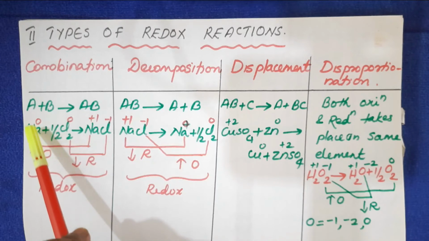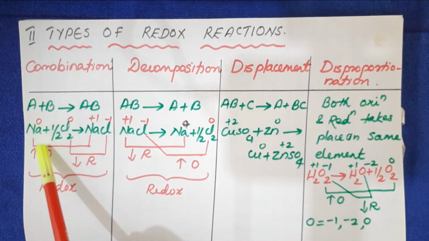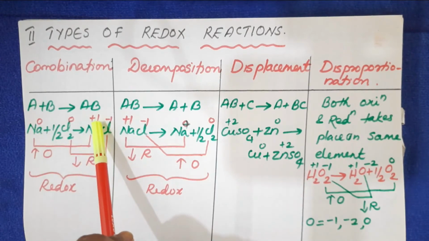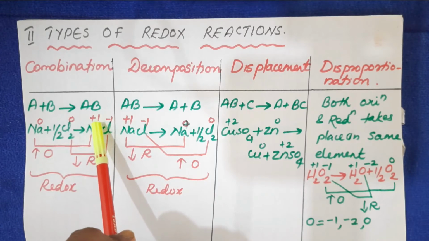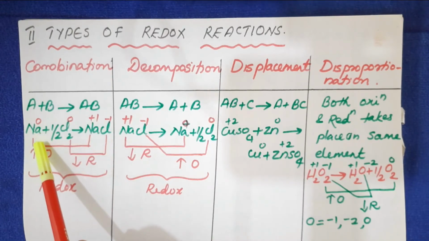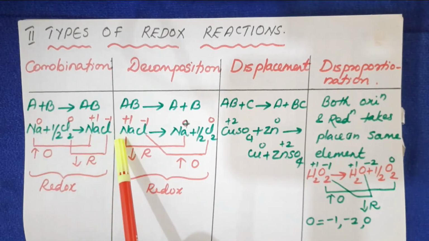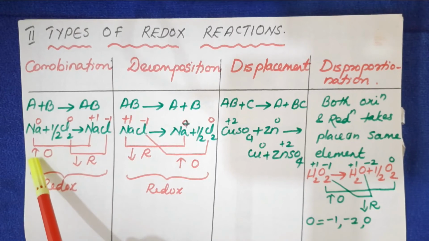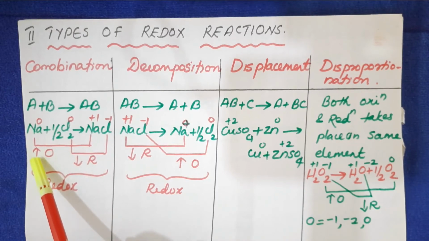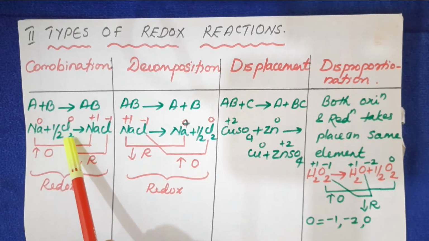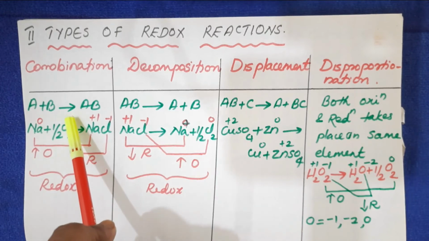Here sodium 0 is the oxidation number. It changes to sodium positive 1. Therefore, oxidation number increases here. Oxidation number increases means oxidation happens here. Where? In the case of sodium to sodium chloride, oxidation happens. Oxidation number increases. Clear?